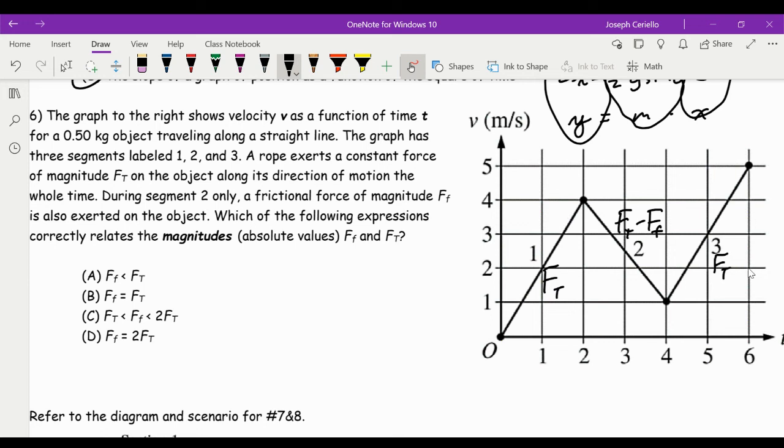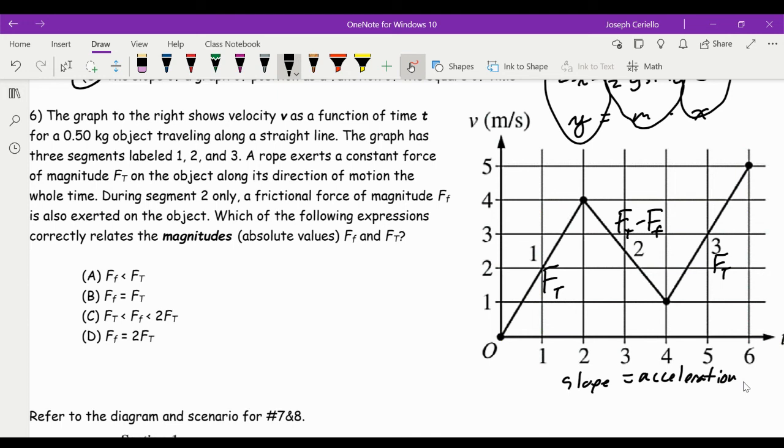So the slope of this graph, this is very important, and you can't do the question without knowing this. The slope is equal to the acceleration here. And we know that the acceleration is directly proportional to the force acting on it. So if we look at segment 1, there's a positive acceleration. In segment 2, there's a negative acceleration.